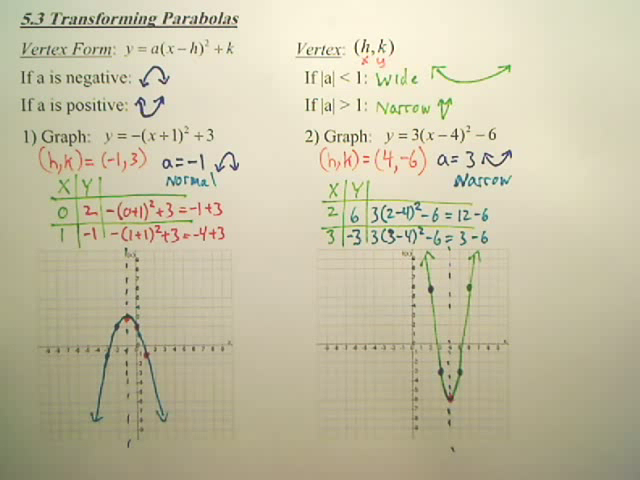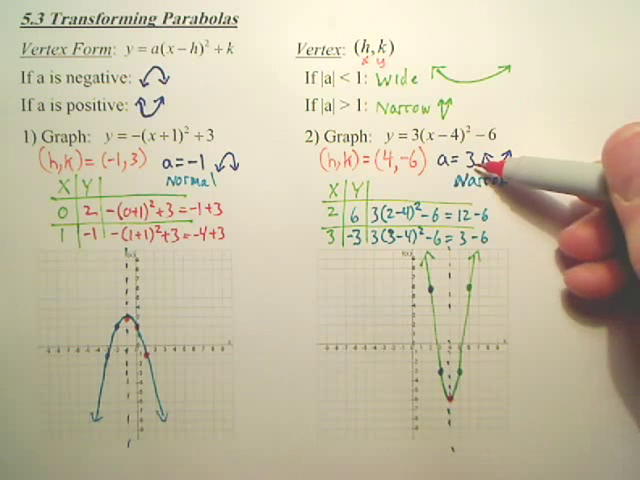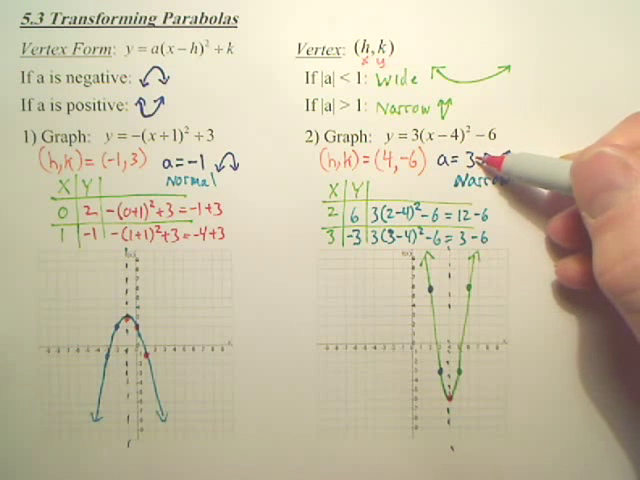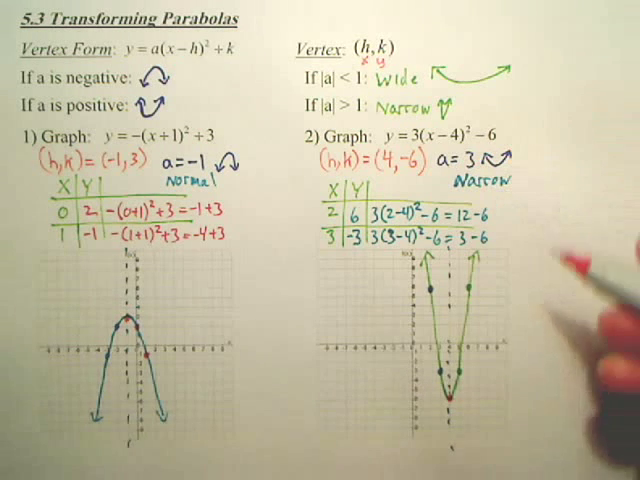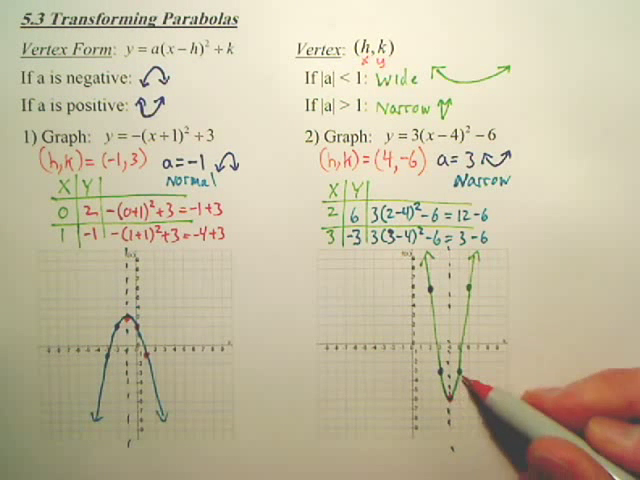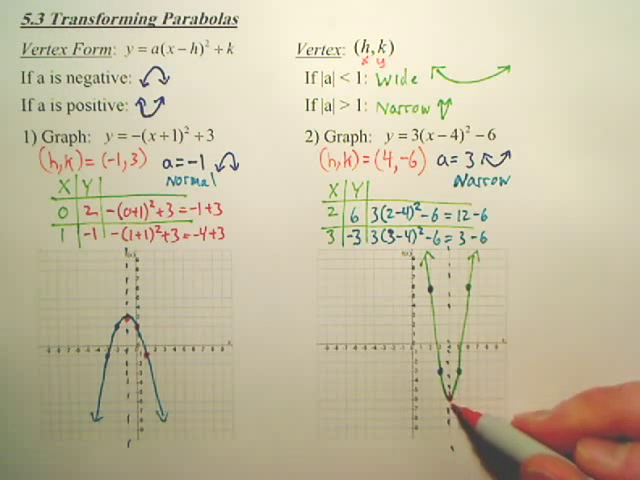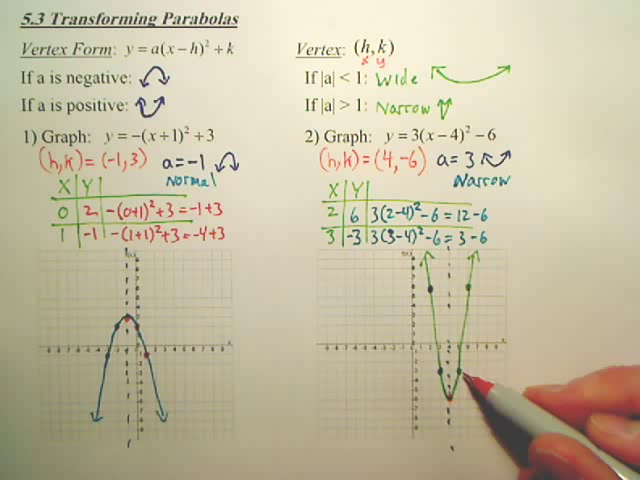Okay. Now, look at this value real quick. Look at A. What is A? A is 3, right? How far up did we get from here to here? How far up did we go? 3 points. Didn't you go up 3 points?